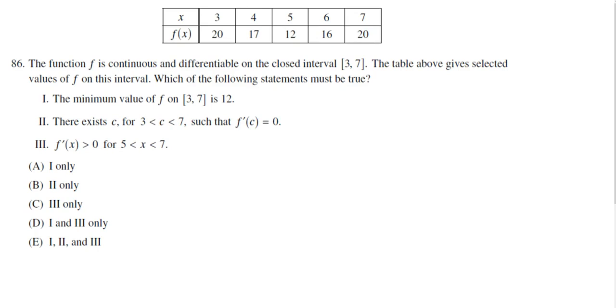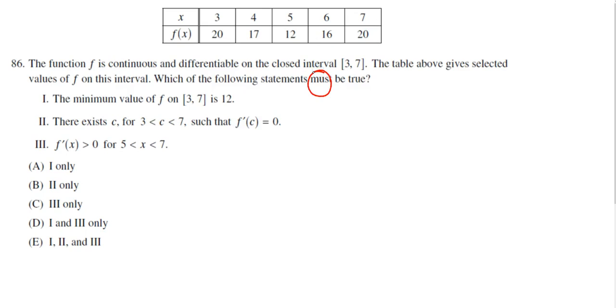Question 86. The function f is continuous and differentiable on the closed interval 3, 7. Okay, so I know IVT, EVT, and MVT all apply. The table above gives selected values of f on this interval. Which of the following statements, this is important, must be true?